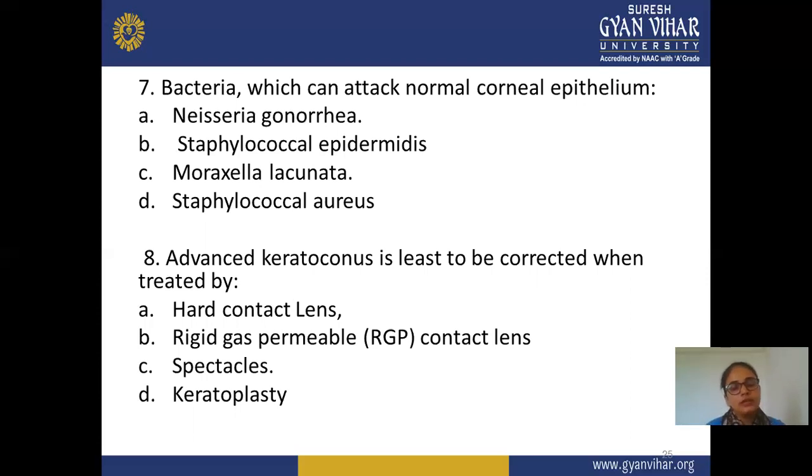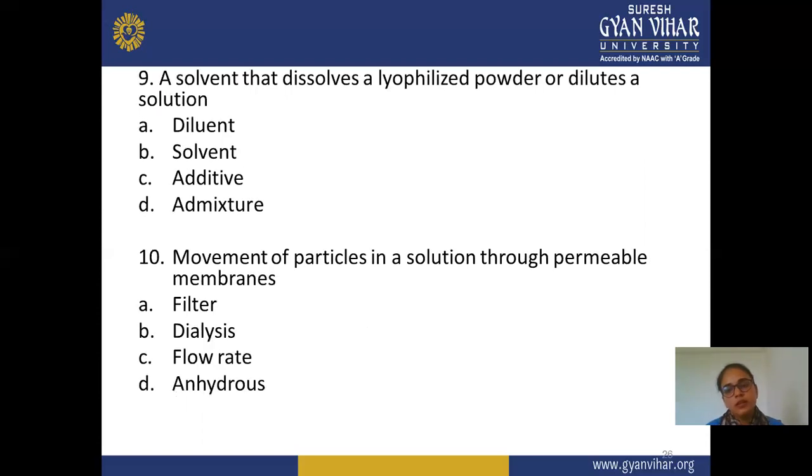In the eighth question, advanced keratoconus is corrected when treated by hard contact lenses; B is rigid gas permeable, that is RGP contact lenses; C is the spectacles, and D is the keratoplasty. So these are also questions that we already discussed, and you can answer this eighth question.